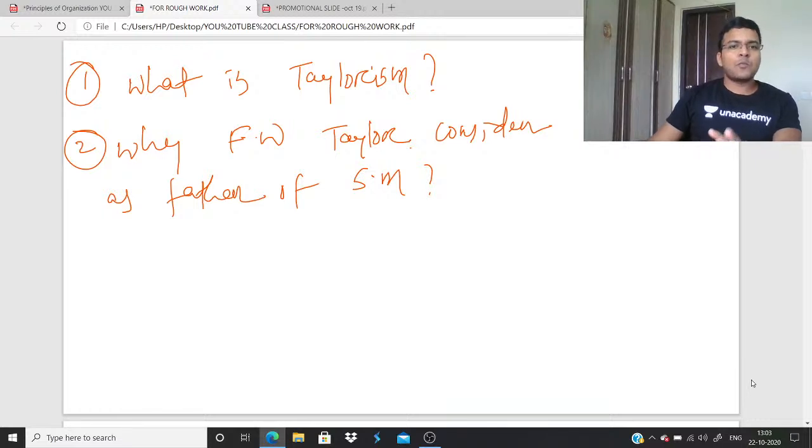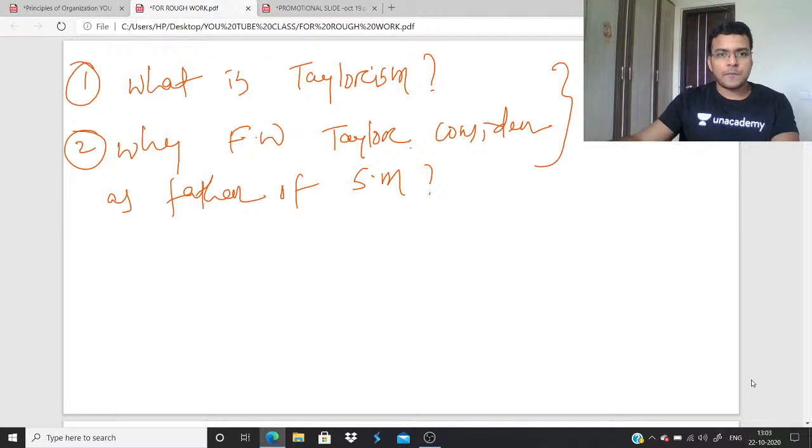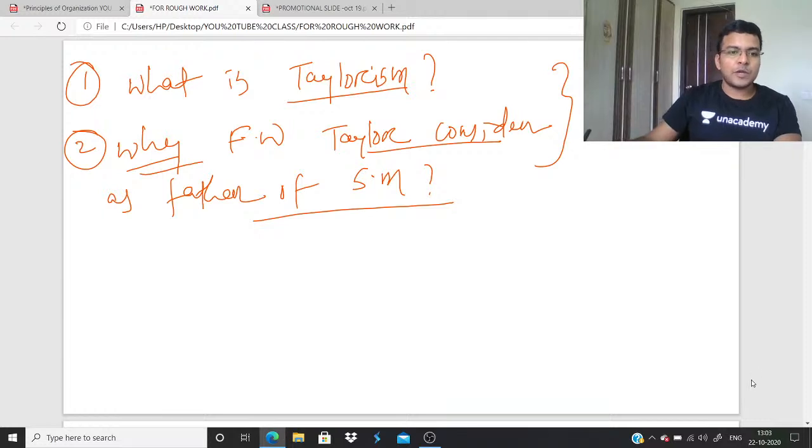Clear. So two parts of this question, it consists of 60 mark. So what is Taylorism and why F.W. Taylor is considered as father of scientific management? You need to write a 600 word answer.